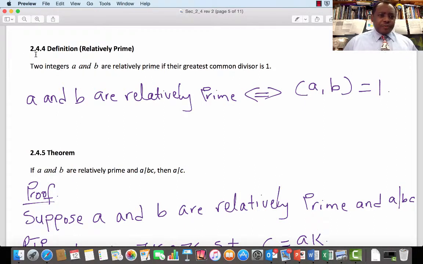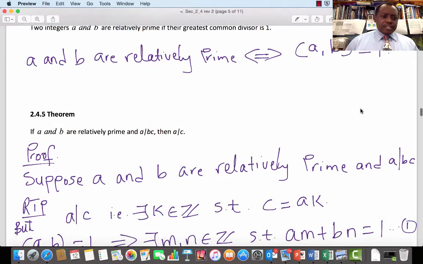Subsection 2.4.4, definition. We say that two integers a and b are relatively prime if their greatest common divisor is 1. In more mathematical notation, we say that a and b are relatively prime, where a and b are integers, if and only if gcd(a, b) equals 1. That is, their GCD is 1.